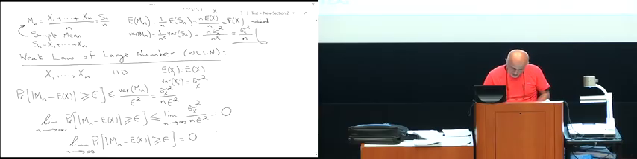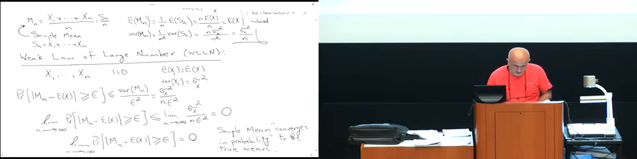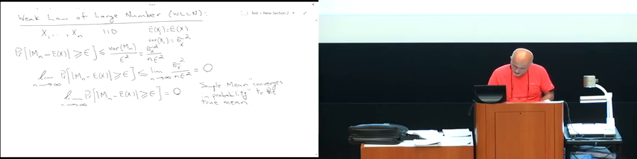So this is sample mean converges, in, so I'm going to put that in quote, probability to the true mean as the sample size n increases.